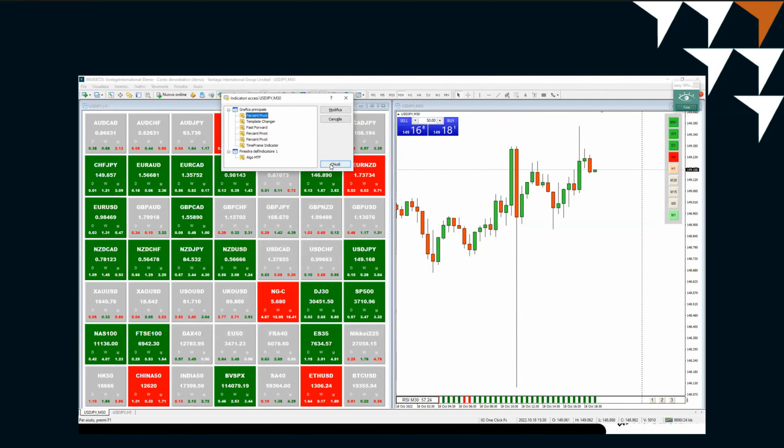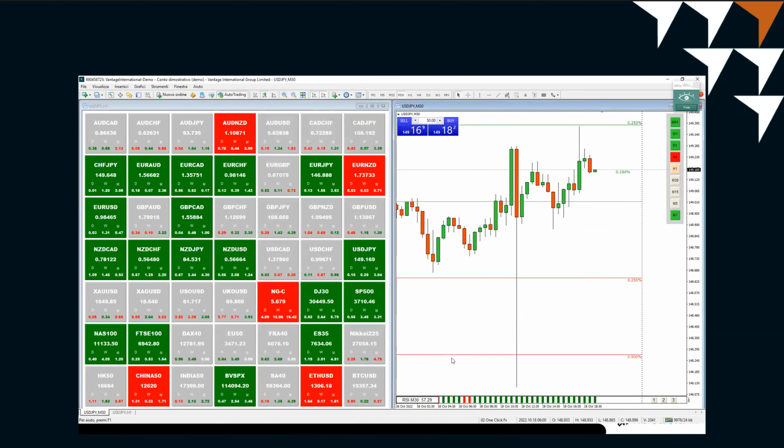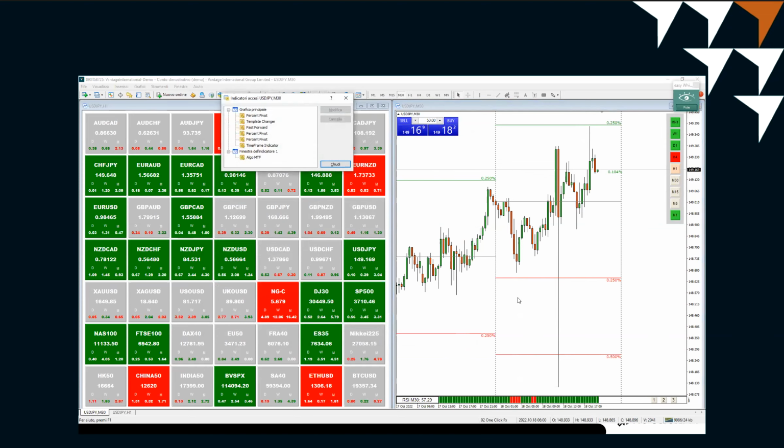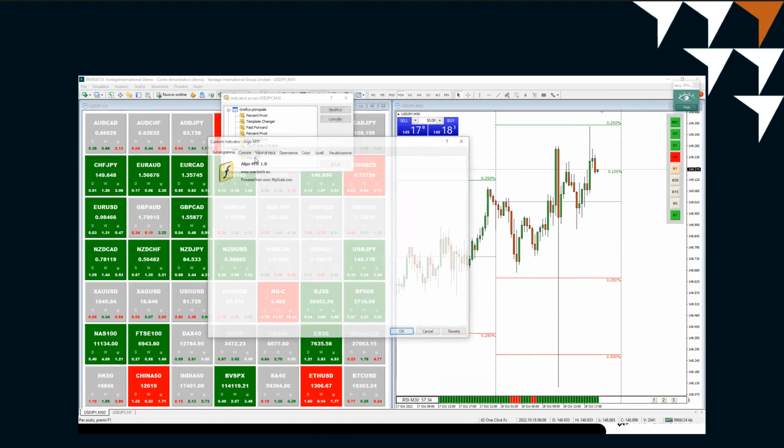Then you have the Algo MTF, which presents the algorithmic analysis of the oscillator that you choose among a series of them on every time frame. Okay, it presents it in form of a histogram. So you have either a bullish or a bearish reading in order to make it simple.